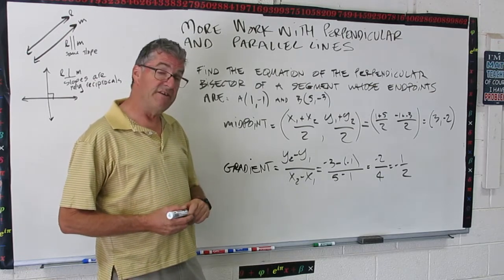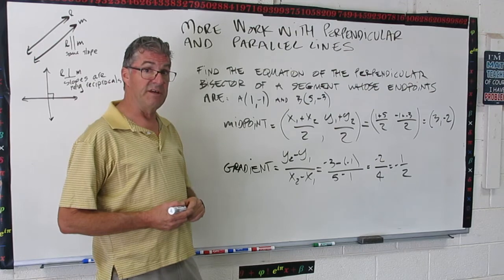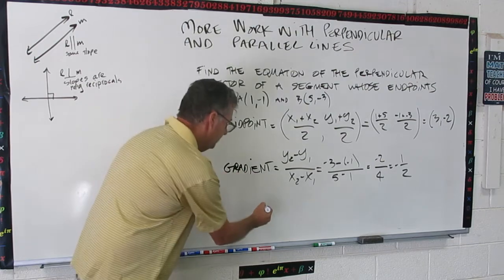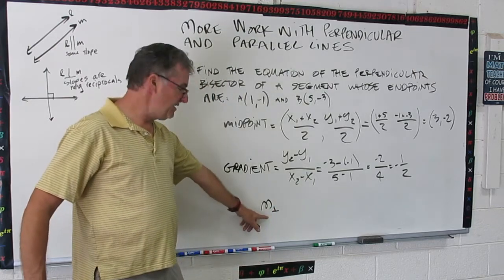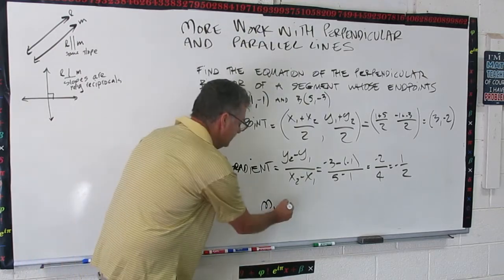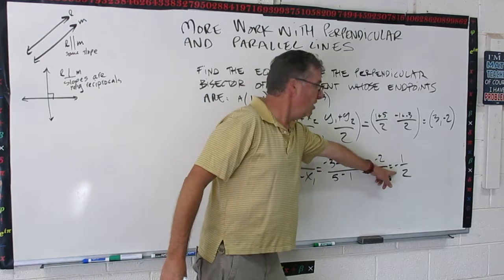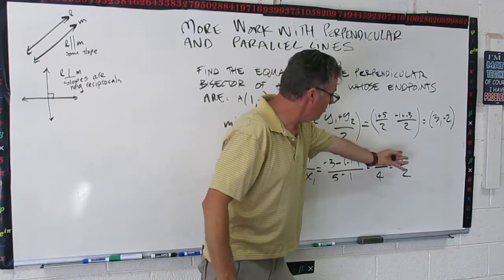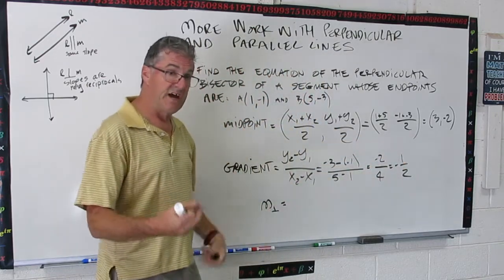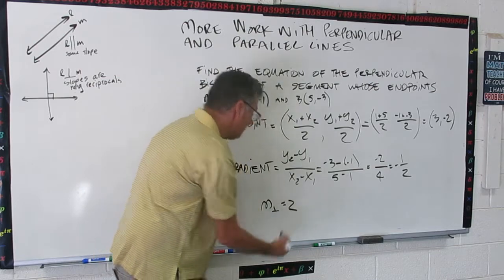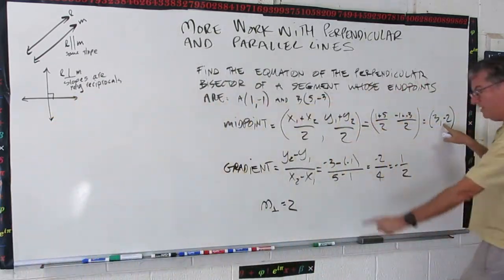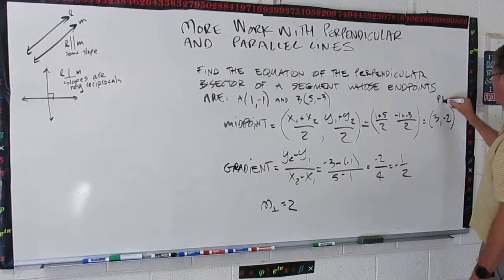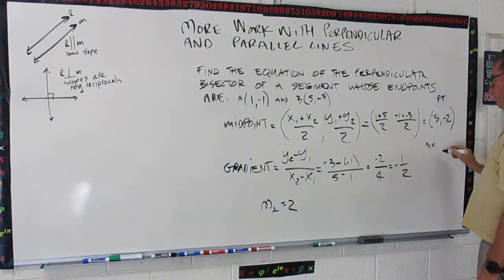So what's the gradient of the perpendicular bisector going to be? I'm going to use M for gradient, and I'm going to just do this little notation like that. That's the gradient of the perpendicular bisector. It's going to be the negative reciprocal of -1/2. So flip the equation. That's -2. Change the sign. That's 2. So the slope for that one is 2. So now we figured out the midpoint and we figured out the slope. I'm just going to go ahead and make a note here, and M equals 2.